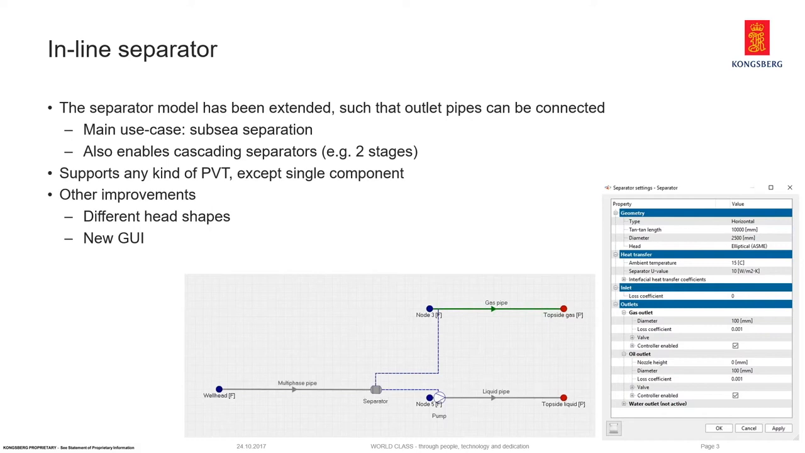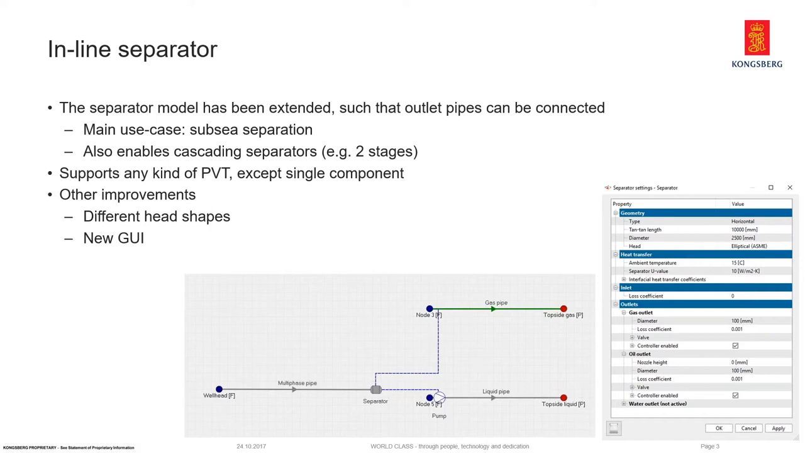We support any kind of PVT except for single components like pure CO2 and steam, but all the other PVT methods like black oil, PVT tables, or multi-flash with composition tracking, that is all supported. And as part of this development, we've improved a couple of other things as well. It is now possible to have different head shapes, so not just the flat heads that we used to have, but now you can also have elliptical or other head shapes. So this makes the geometry of the separator much more realistic.